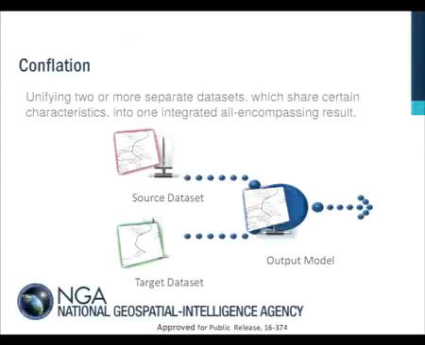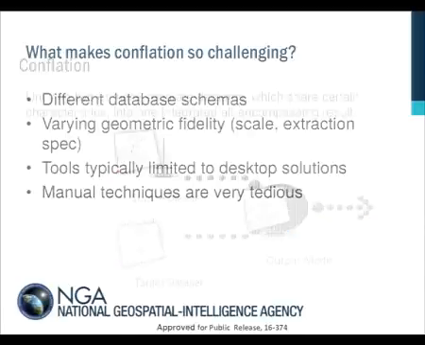So conflation, just the basic definition: unifying two or more separate data sets that contain certain characteristics into an integrated and all-encompassing result. So you have a source data set, target data set, you merge them into an output. There's a lot that goes on behind that, and I'll get to some of that hopefully, and anything I cannot address, hopefully my colleagues can.